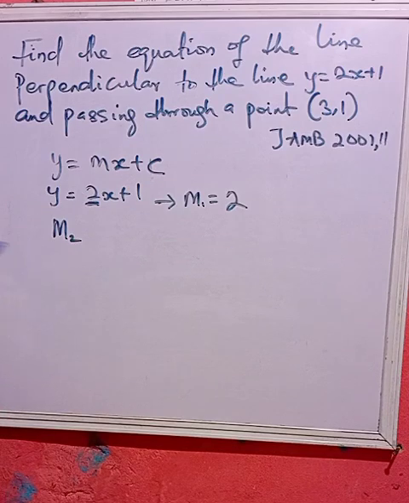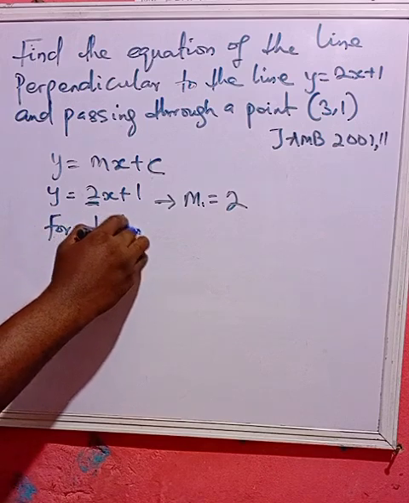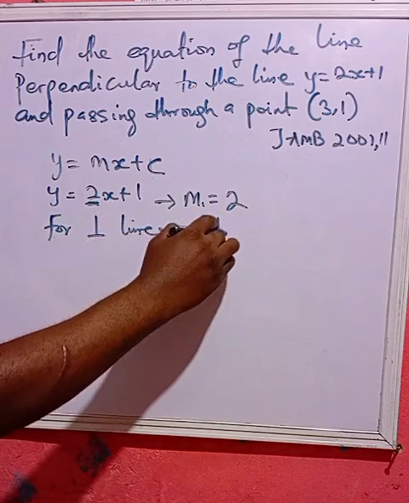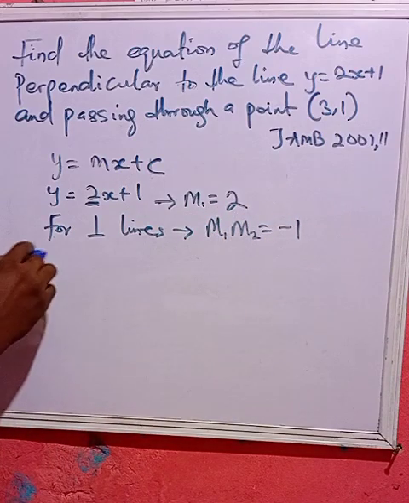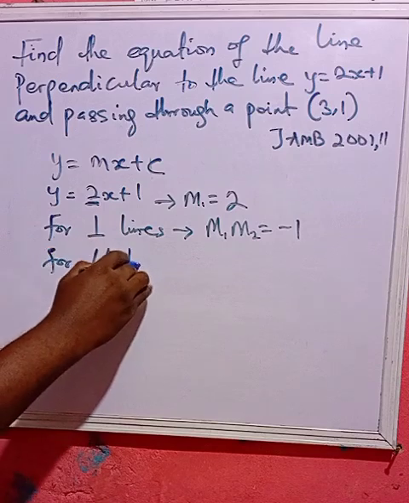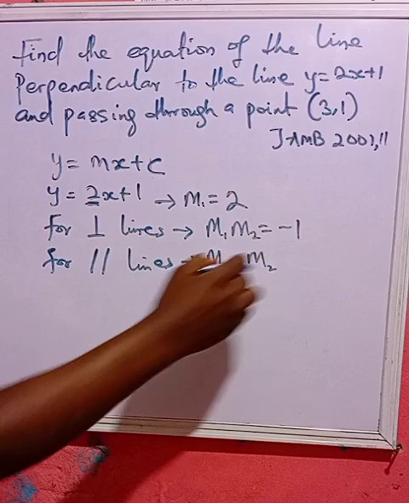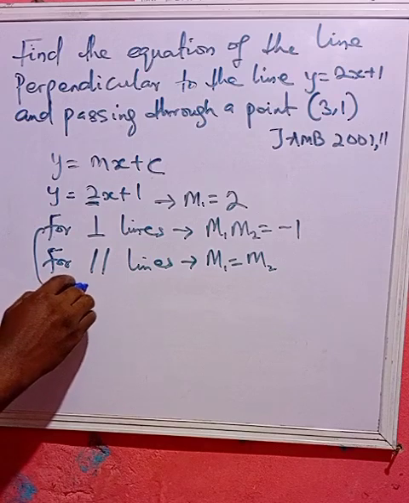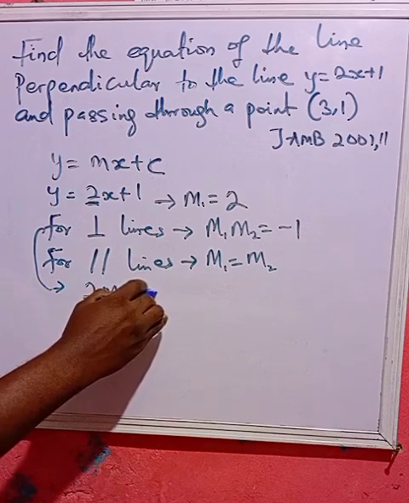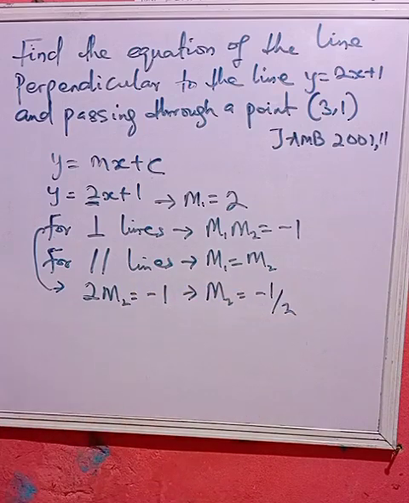Since the two lines are perpendicular, for perpendicular lines, m1 times m2 is equal to minus 1. Take note that for parallel lines, m1 is equal to m2. Now let's go over to this. We said m1 is 2, so we have 2 m2 equal to minus 1. In other words, m2 equal to minus 1 over 2.